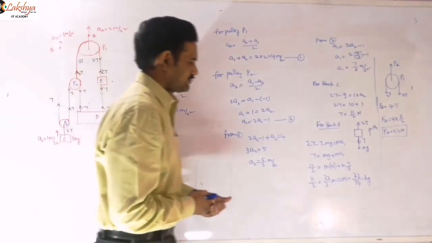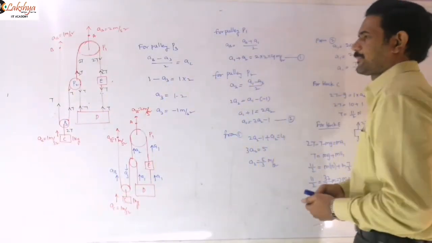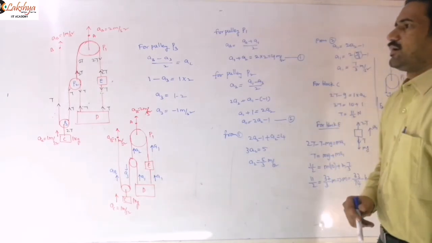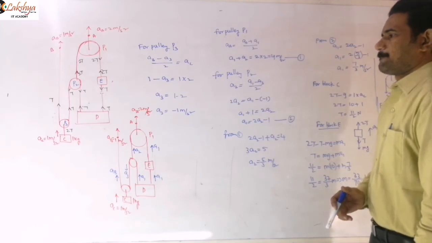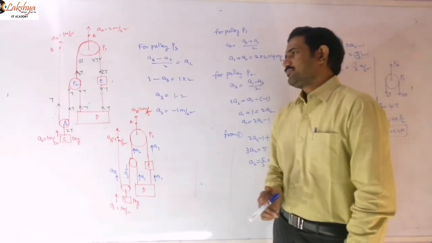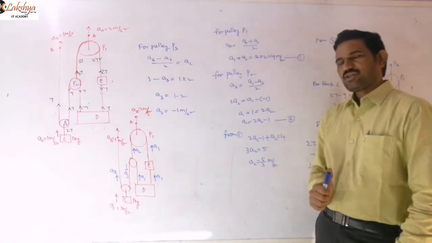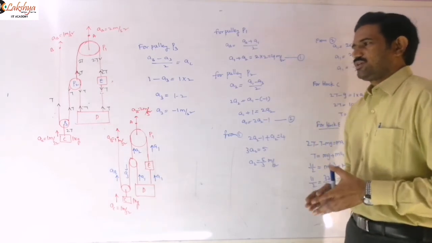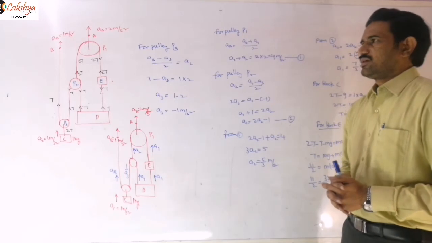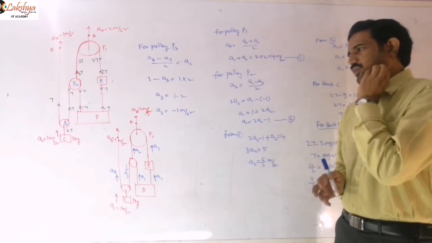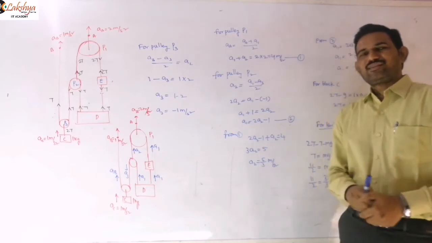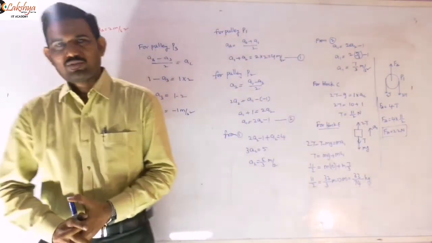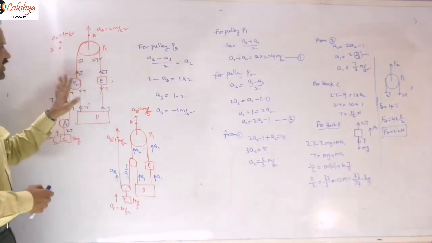Then find the acceleration of the block E, and the mass of the block E, and the force applied at the point A. All the pulleys are ideal. Is it clear? This is the given diagram there.